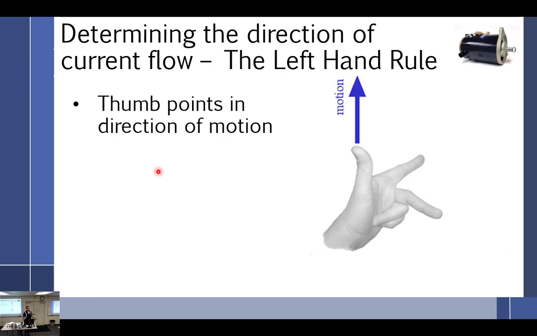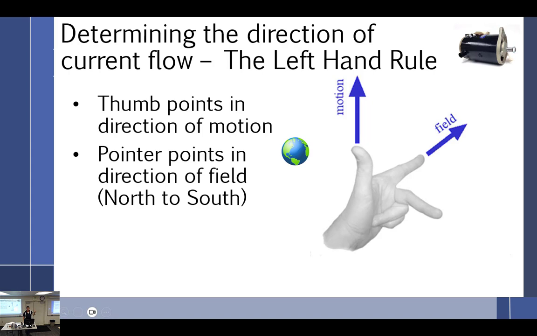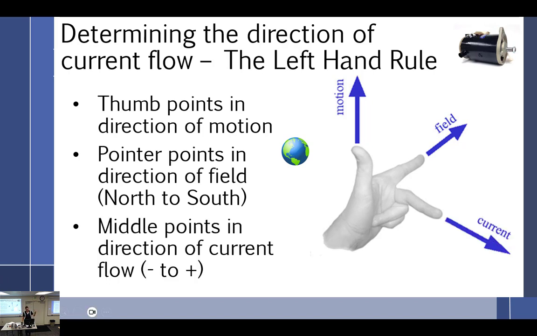I never ask you to memorize hand rules of thumb, but it's relevant to our discussion to say that to determine the direction of current flow, we must use the left-hand rule. The thumb points in the direction of motion. The pointer points in the direction of the field from north to south. That's the field of the magnet. And the middle finger points in the direction of current flow. Everybody's cool with that?